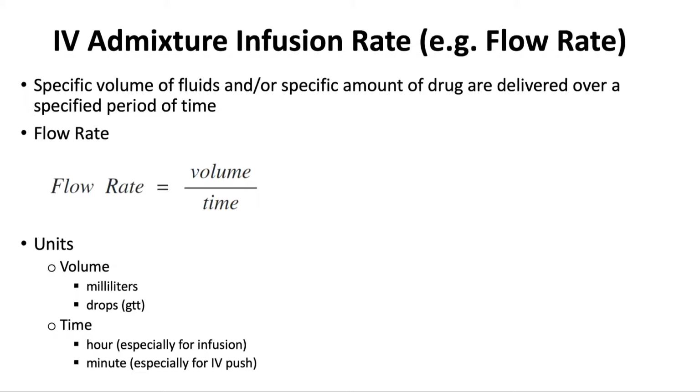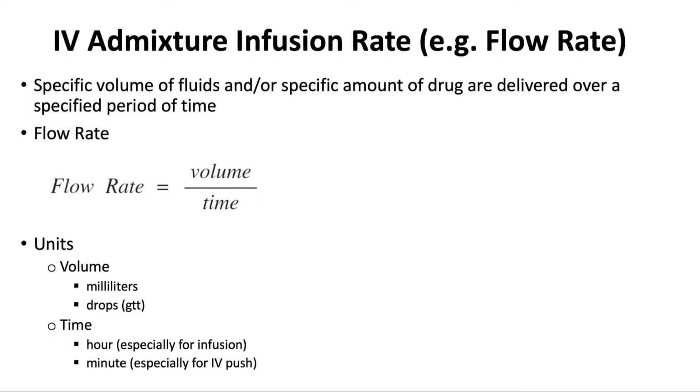The only additional trick to this is that a flow rate is volume per time, but you can express volume in different units. It could be in milliliters, okay, which it often is. But as we talked about for certain IV sets, the nurse might not need to know milliliters, but needs to be able to calibrate the set in drops. So you have to be able to tell the nurse how many drops to give over a certain amount of time. So it could be milliliters, it could be drops.